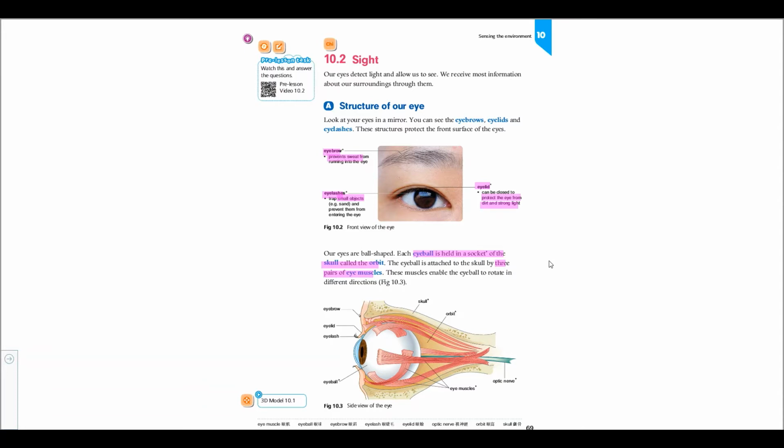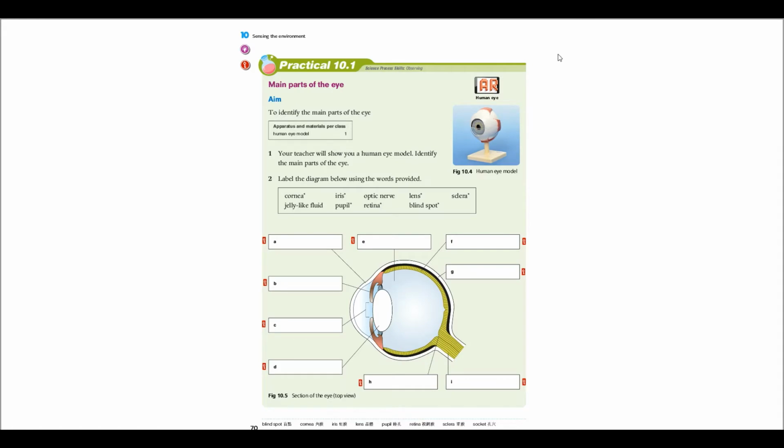Next we'll talk about the details of the eyeball. So far we have been talking about the whole outer structure, how it is located and how it is protected. Next, Practical 10.1 will tell you the details of the eyeball. You can see the eyeball here, which is the one placed in the orbit.